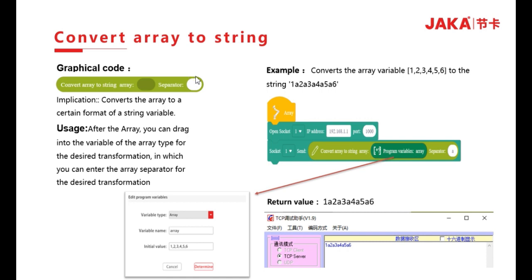For example, here we have an array containing the numbers 1, 2, 3, 4, 5, 6, and we want to turn it into a string. So we input the variable inside the instruction with A for separator. And we can see the result is now a string with 1, 2, 3, 4, 5, 6 separated with an A.